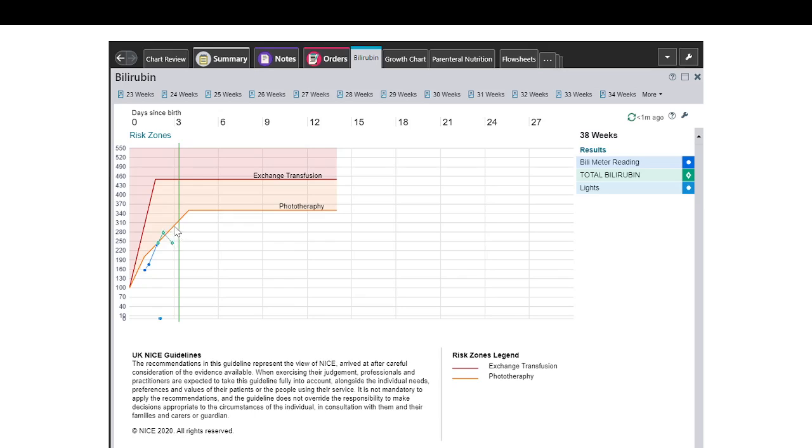And from this point, you can make out that it's probably at about 290 here and about 240 here. So at this point, you could probably consider stopping phototherapy and then rechecking the bilirubin levels in 12 to 18 hours' time. So that's a very, very quick introduction to jaundice in neonates.